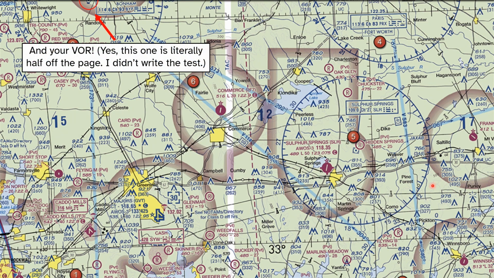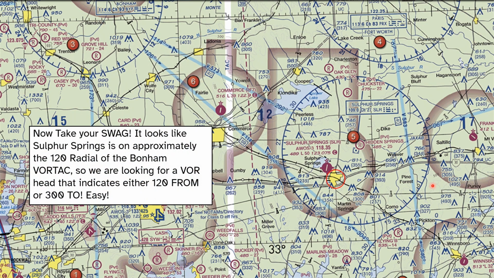Our next step is going to be finding our VOR. I warned you this was a weird one. It also makes me mad. The VOR is literally half off the page. You're big kids, you can figure it out. Okay, now that we've identified both of those things, we're going to take our swag. It looks like we're on about the 120 radial of the bottom VOR. So we're looking for a VOR that indicates 120 from or 300 to. Should be fairly simple, right?